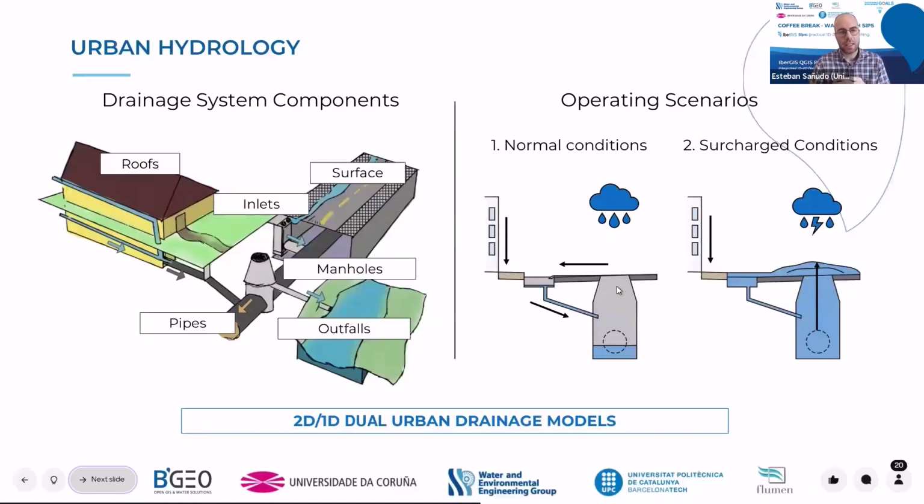As you can see, urban hydrology, as David also introduced, is very complex because we have a lot of different components in our cities related to the drainage of the water. For example, we have the surface, the roofs, and all the sewer network that is composed of inlets, manholes, pipes, and outfalls.